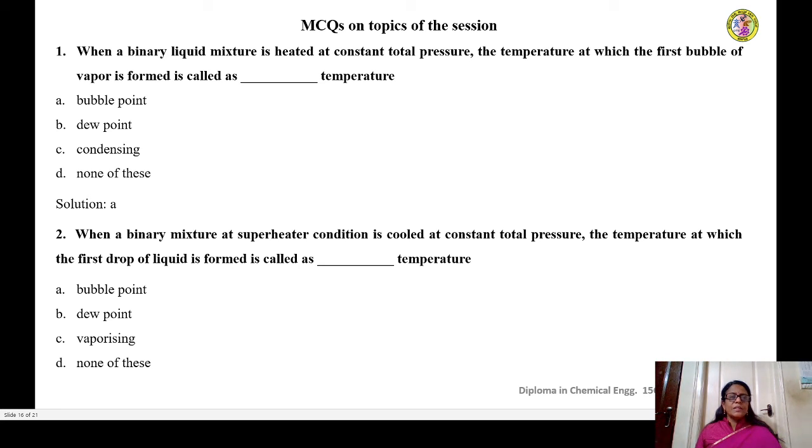So the lower curve is a bubble point curve, the upper curve is a dew point curve. The bubble point is the temperature at which the first bubble of vapor is formed. The dew point is the temperature at which the first drop of liquid is formed when the vapor is cooled at constant total pressure. So the right option for this question is the dew point, option B.